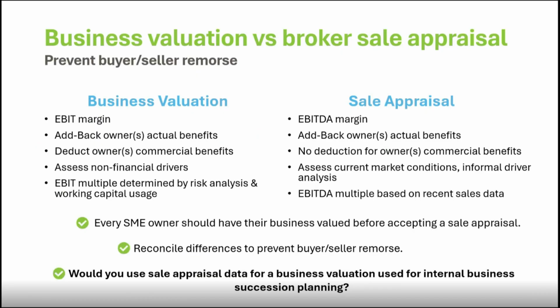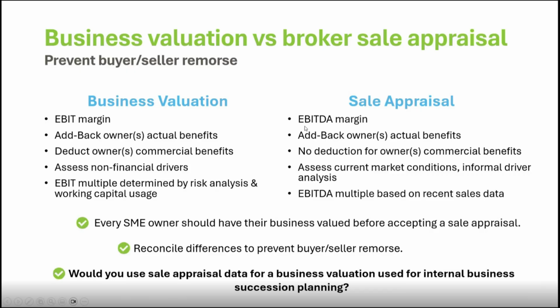I'd like to end the session on the CGT reforms by very quickly discussing the difference between business valuation and business broker sale appraiser data and processes. You can see on your screen here, the business valuation is based on an EBIT margin. You add back your actual owner benefits, deduct commercial benefits, and assess the non-financial drivers. We've gone through that. And the EBIT multiple is determined by a risk analysis and the working capital usage of the business.